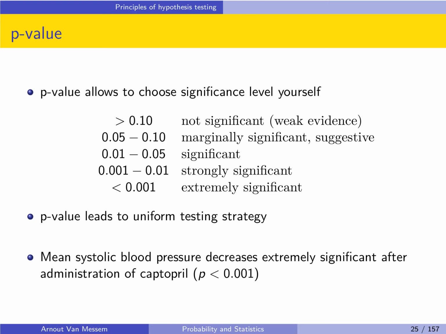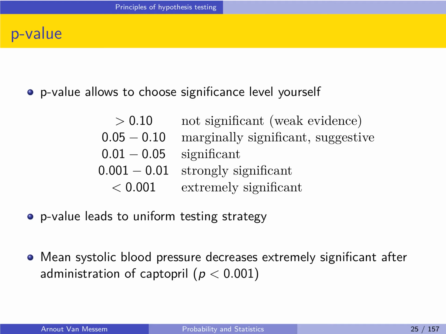Using the p-value, you can also sort of choose your significance level yourself. So instead of fixing an alpha level before you start your test, you can look at the p-value, and depending on the value of the p-value, you can give it a significance based on how strongly it is rejected. So if my p-value is larger than 10%, we will say it's not significant. There is weak evidence for rejection. If it is between 5 and 10%, we call it suggestive or marginally significant. If it is between 1% and 5%, it is a significant effect. So there is significant evidence to reject the null hypothesis. Between 1% and 0.1%, it is strongly significant, and smaller values of p, we call them extremely significant.